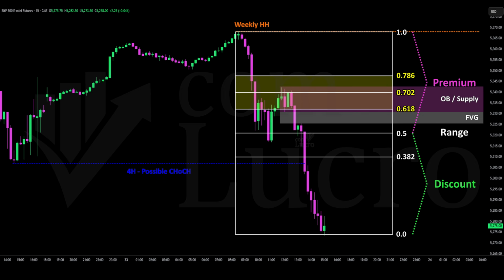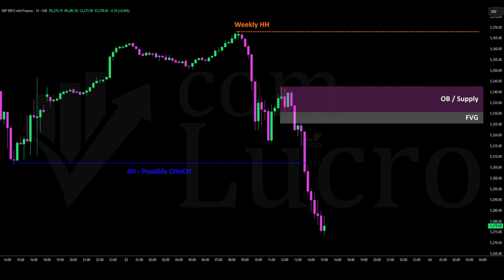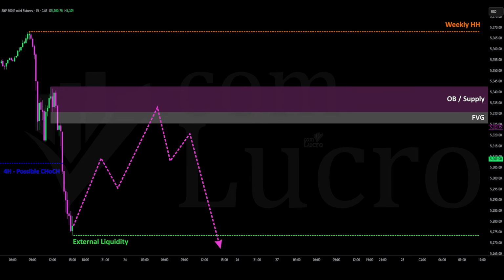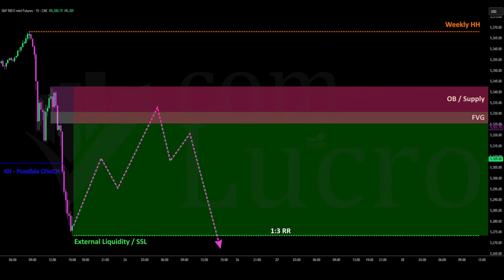These areas will later become important points of interest as we continue following the development of the setup and the execution process. The first possible execution model on the 15-minute chart is using the fair value gap together with the order block as the entry zone. In this scenario, the entry is positioned at the opening of the fair value gap, while the stop loss is placed above the order block. The target is set at the external liquidity level, creating a 1-to-3 risk-to-reward setup.